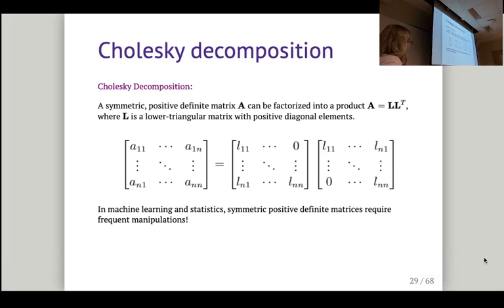The symmetric positive definite matrix property keeps coming up because in order to do these decompositions, we want that symmetric positive definite property. If it's not symmetric or positive definite, we cannot do this.